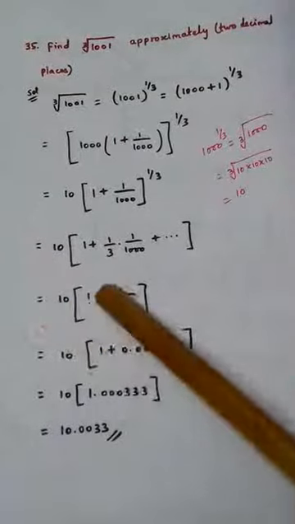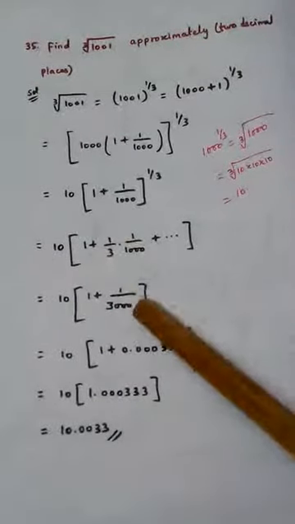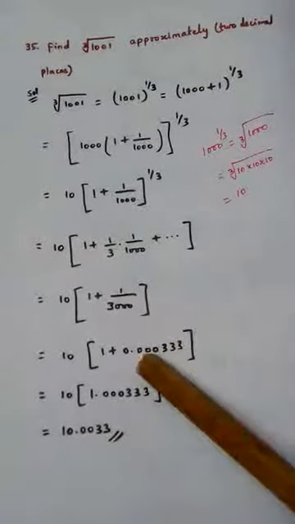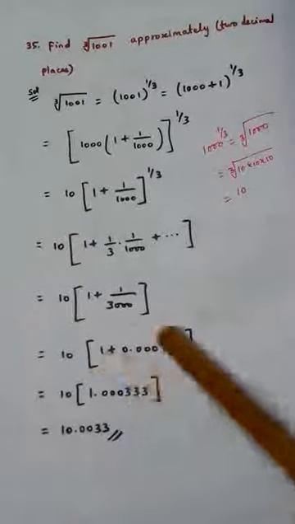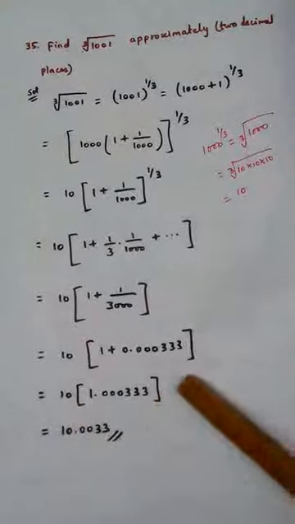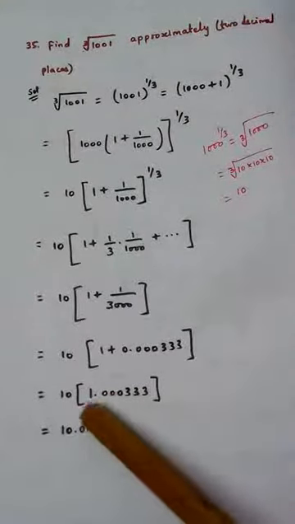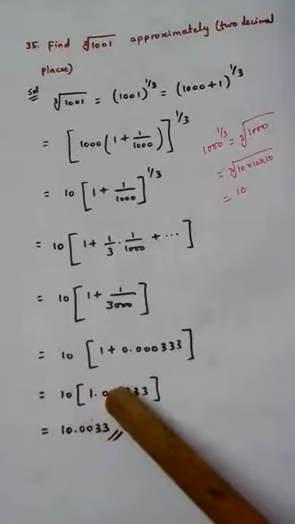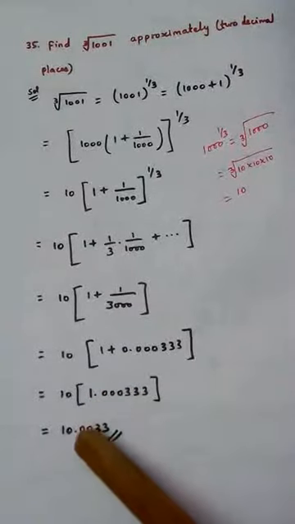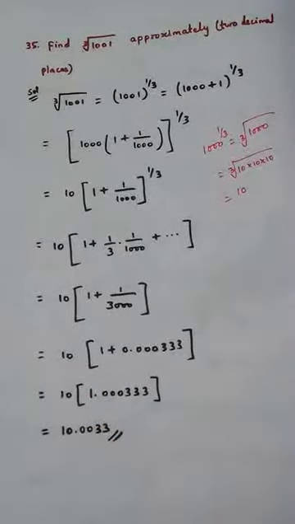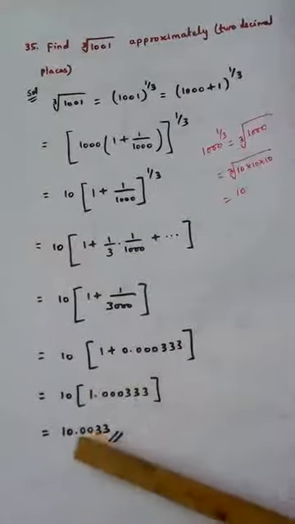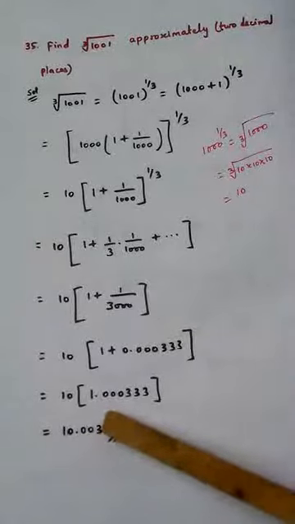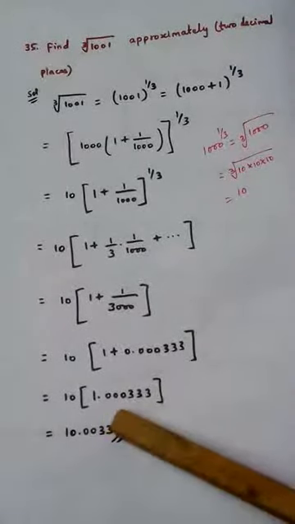10 times (1 plus, this is 1 by 3000). 1 by 3000 means 0.000333. I think you will know this. When we add these two, 1.000333, multiplying by 10, the decimal will go one place to the right, right? So answer is 10.0033. Since they asked two decimals, and the next two places are 0, we are writing one more term. Even you can stop the answer here itself.